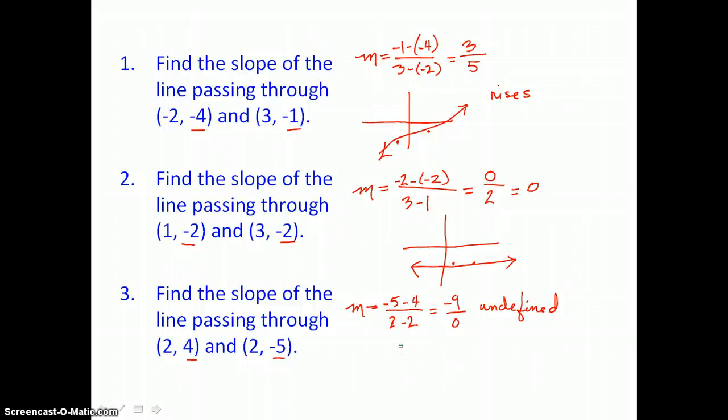And if we look at it on the coordinate plane, we're graphing (2, 4) in the first quadrant and (2, negative 5) in the fourth quadrant. And connecting those points, we see that our line is vertical. A vertical line is going to have a slope that's undefined.